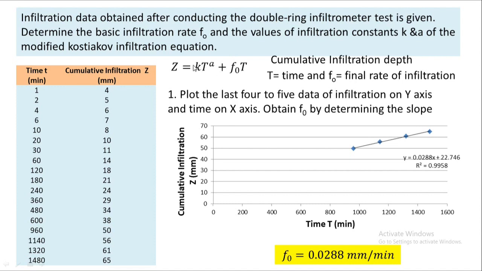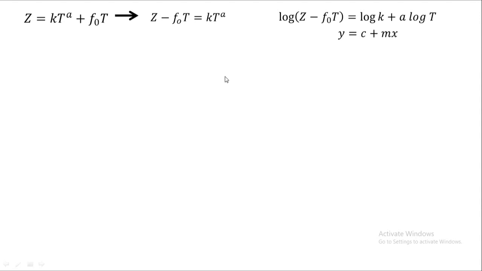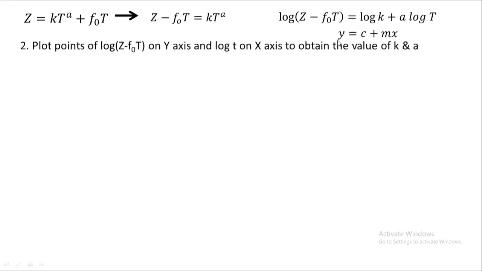Now we will determine K and A. Once again, for obtaining F0, we have to plot the last 4 to 5 data of infiltration on the y-axis and time on the x-axis. The slope of the line will give us the value of F0. Now, Z is equal to KT raised to A plus F0T. So, Z minus F0T is equal to KT raised to A. Taking log on both sides, this equation is similar to the straight line equation, y is equal to C plus mx.